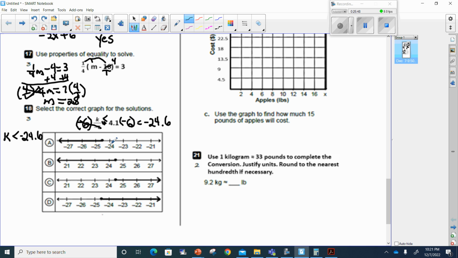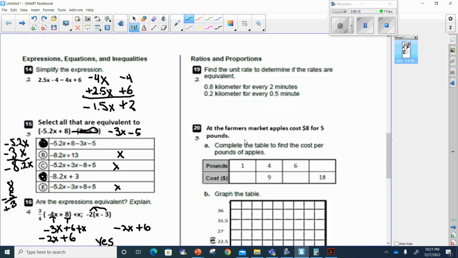I'll look over here, where do I see 24.6? Well, we're going negative, so this is going to be about negative 24.6. Remember, k is less than this, and this is all the numbers less than. Well, A has to be my answer then. This wouldn't be it because this is showing the numbers getting bigger this way. I'm looking at negative numbers here. This is negative numbers, but this says k is bigger, so A was correct there.